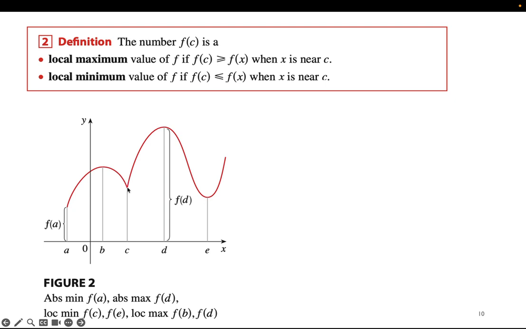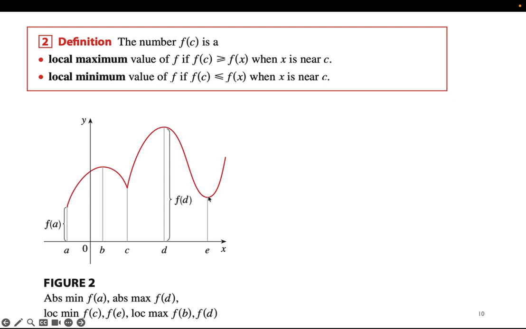Let's look at this one right here. This one is not the absolute minimum, right? It's not because this is smaller, but it's a local minimum. It's smaller than things close by. If I'm close to c, if x is around c, this neighborhood of c, then this is the smallest value in this local area. Same thing, this is not the absolute maximum, because this is bigger, but this is a local maximum. It's the biggest value in this neighborhood, right? If I'm close to b, this value is the biggest if I'm in this little area.